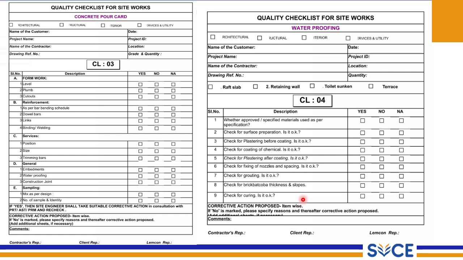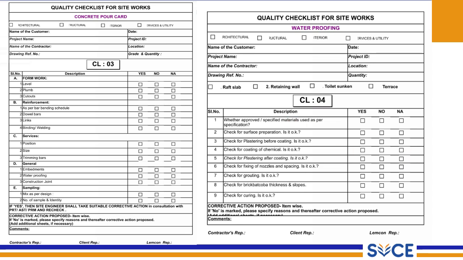Just check for curing, check for grouting, check for fixing of nozzles and spacing. Those types of questions we need to know as an engineer while preparing a checklist. So we should not create a checklist with just, check for curing. That's it. We need to end with, is it okay, or something like that. We need to end with a question mark.